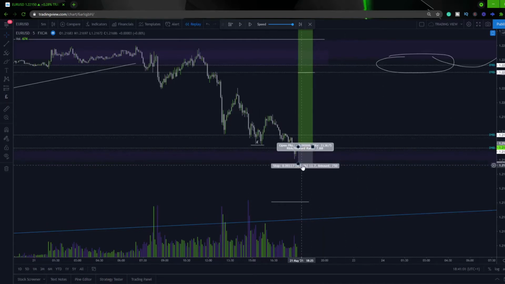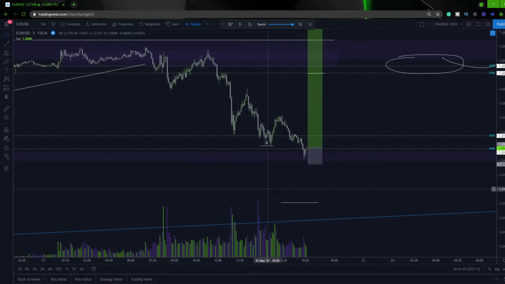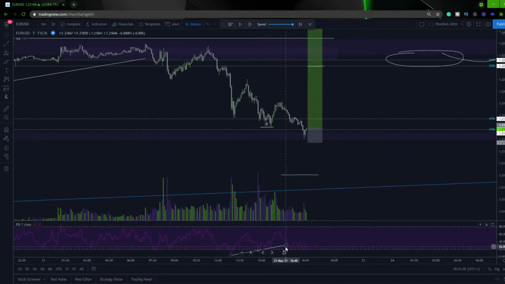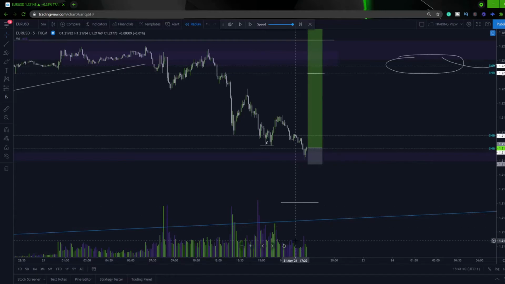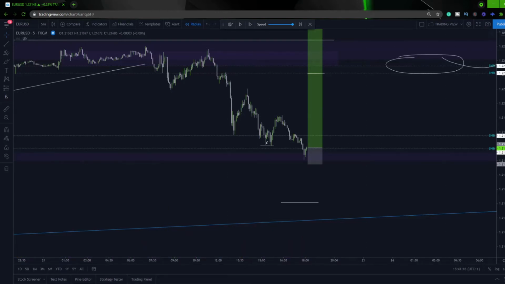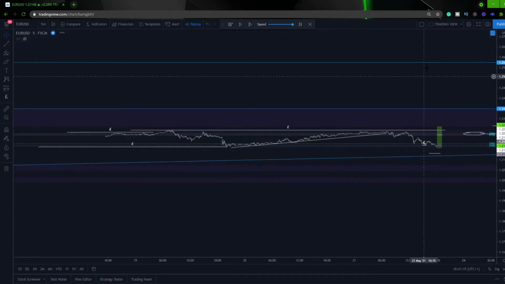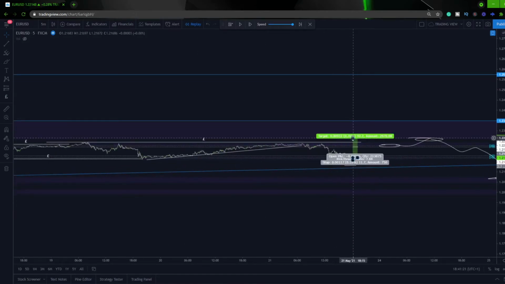Okay, stops just below this low, right? Again, we've still got divergence on the RSI, okay? And as you can see, volume picked up, bang, right? Nice entry, okay? And you can even look to trail stops, right? All the way up to our higher time frame level, okay?